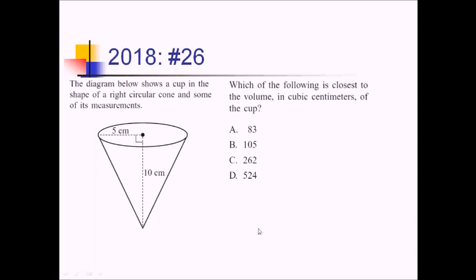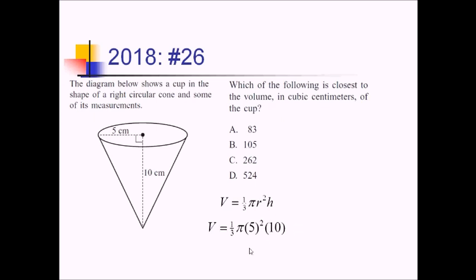For 26, we have a cup right here in the shape of a cone, and we want to know the volume of that cup to the closest centimeter. So let's go ahead and use our formula for the volume of a cone. You could look that up on the formula sheet. That's going to be 1/3 pi r squared times height. It's basically just a third of a cylinder of the same height. And now the r value here, they actually gave that to us pretty much. That's 5 halfway across. Height is 10. So plug 5 in for r, 10 in for h.